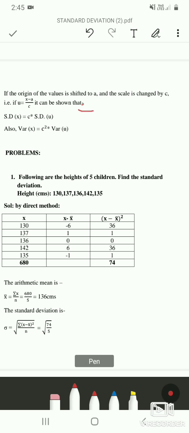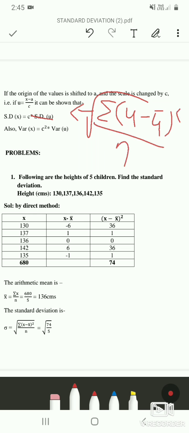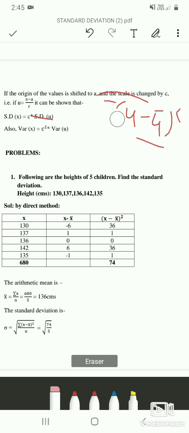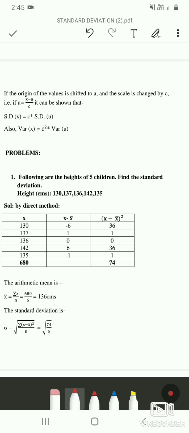Whenever you opt for that method, the formula for standard deviation would be c times the standard deviation of u, wherein the standard deviation of u is the square root of summation (u minus u bar) whole square divided by n. In place of x you have u, that's it. The standard deviation of x would be this multiplied by whatever you have taken as c. Also, variance would be c square times the variance of u.